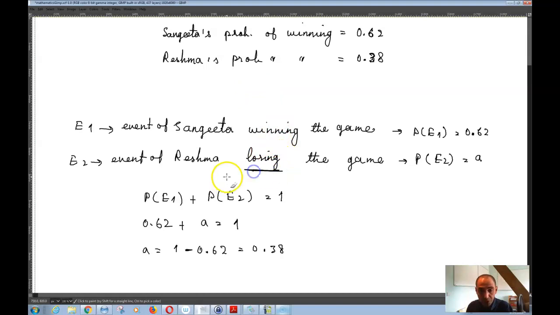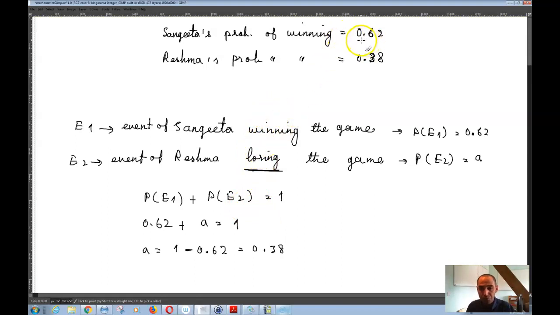So I said that basically 0.38 is the probability of the event of Reshma losing the game. Is Reshma's probability of, and over here I have written winning the game, the same number? So one of these has to be correct and one of these has to be wrong. So let's see which one is correct, which one is wrong.